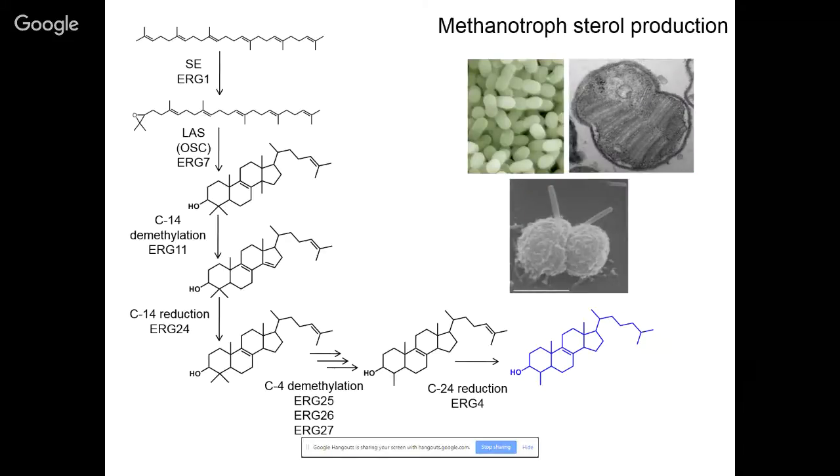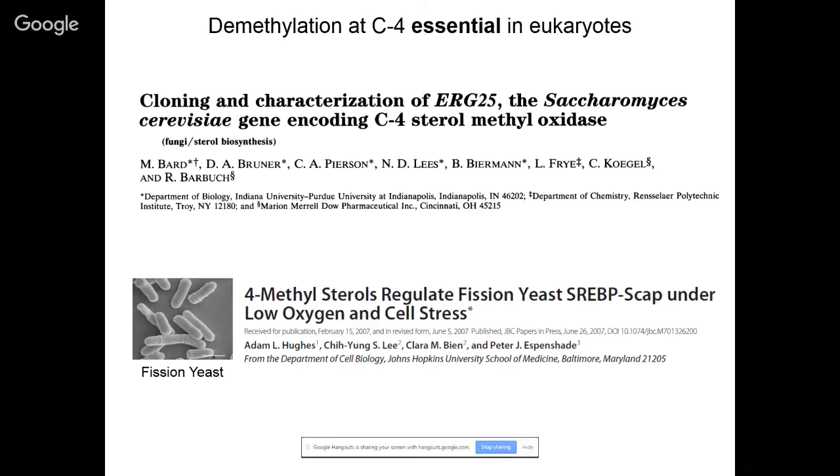So what we saw with the methanotrophs is that they were able to take oxidosqualene all the way to what we call a 4-methylsterol. So they were able to demethylate at the C4 position one time. This is significant because if we look at what we know about sterol synthesis in eukaryotes, we know that C4 demethylation, so completely removing these C4 methyl groups, is actually essential in eukaryotes. If you block those genes, they cannot use the accumulated product, which contains methyl groups at the C4 position.